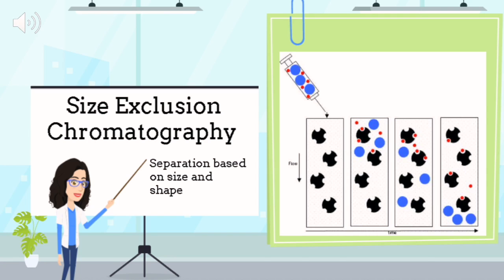Size exclusion chromatography separates molecules based on size and shape. Here, larger molecules cannot enter the pores in the gel. They simply pass through and are eluted first. Smaller molecules, however, enter many pores in the gel and have more volume to travel through. Therefore, they travel slowly and are eluted later.